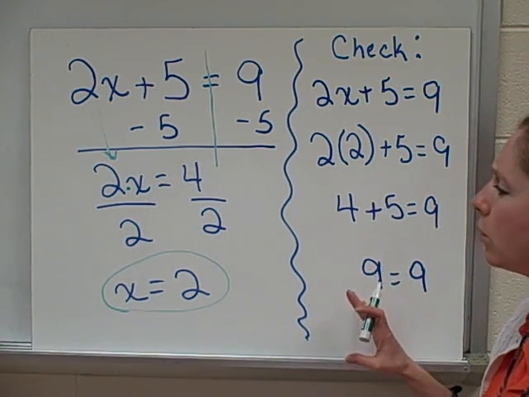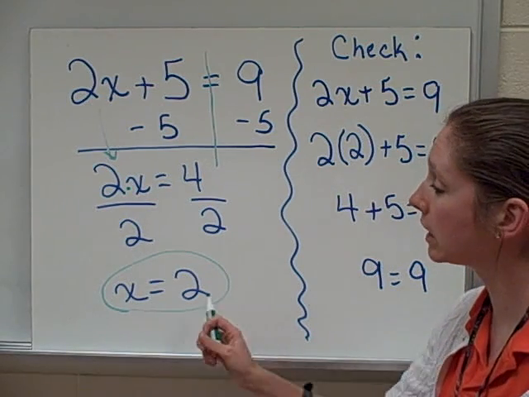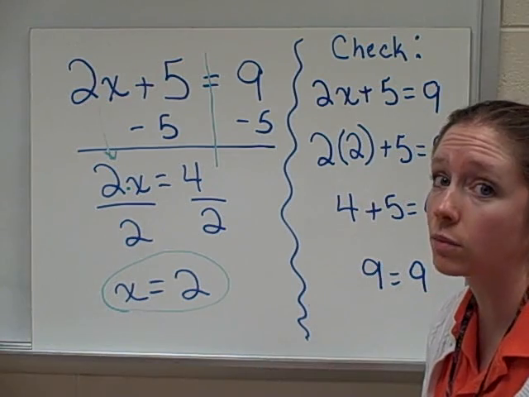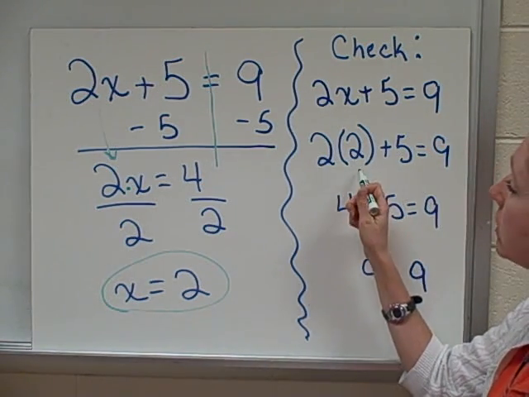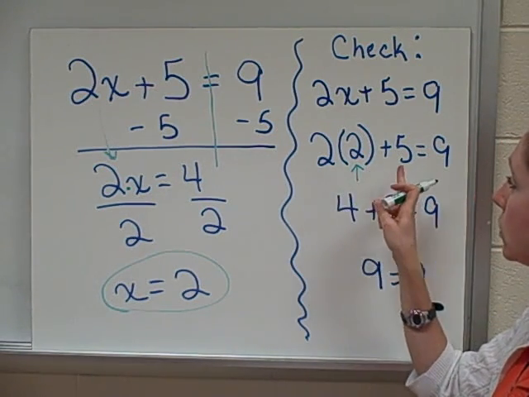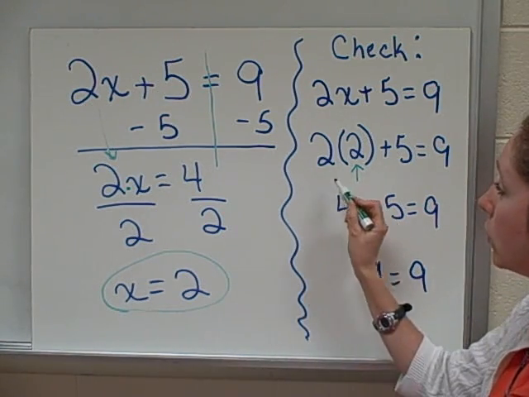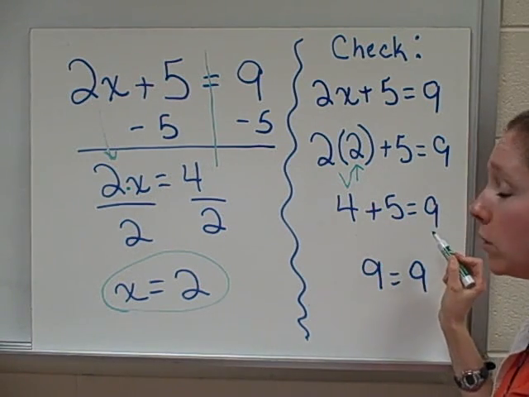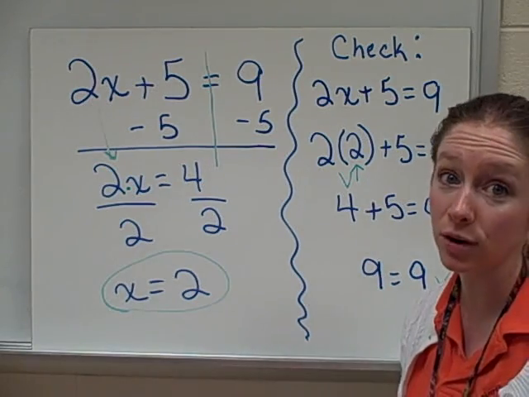Guys, a check is a very important thing to do. However you solve the equation, make sure that you plug back in your x value and see if it works. If it doesn't work, then you must have made some type of mistake. So here's my equation again. I plugged in my 2 to see if it actually was true. So 2 times 2 plus 5 is equal to 9. Is that true? Well, by order of operations, I'm going to multiply first. 2 times 2 is 4. Add 5, it equals 9. So if I get the same answer on both sides of equals, I know I've done it correctly.